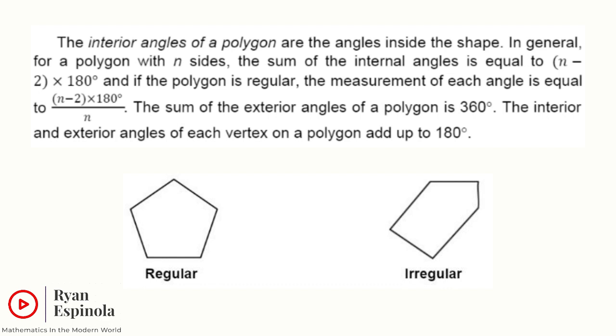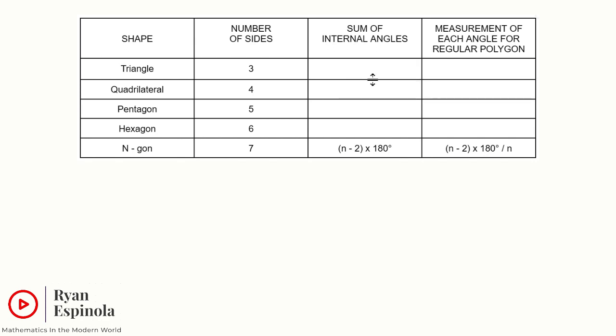The sum of the exterior angles of a polygon is 360 degrees. The interior and exterior angle at a vertex of a polygon add up to 180 degrees. Let's try to solve this. First, we have the triangle, which has three sides. Let's find its sum of internal angles and the measurement of each angle for a regular polygon using the given expression.